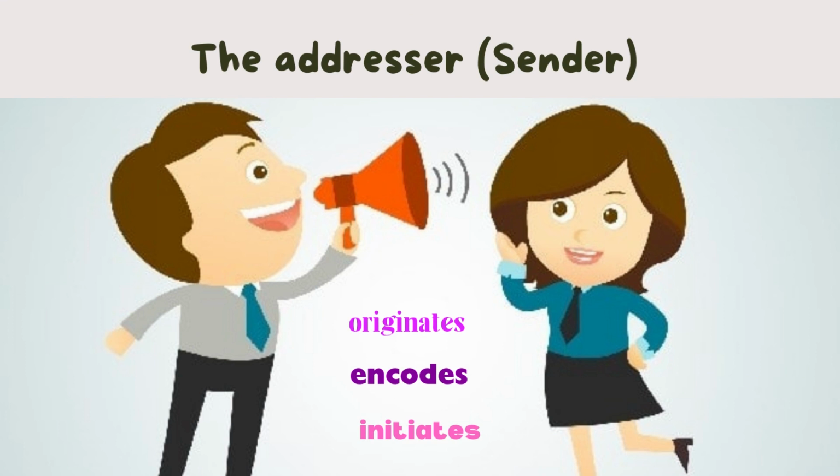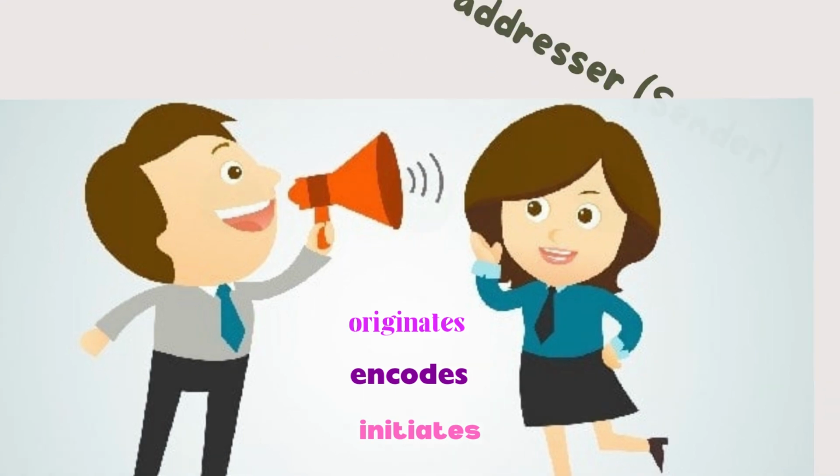The addresser or sender. The addresser is the person who originates or encodes the message. This is usually the same as the person who is sending the message, but not always, as in the case of messengers, spokespeople, and town criers. The addresser is the person who initiates the communication process.